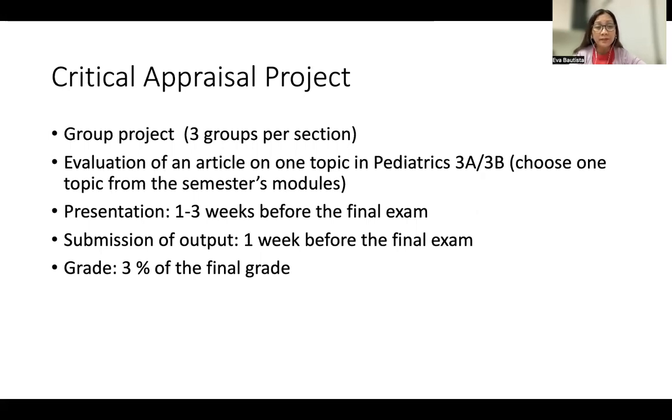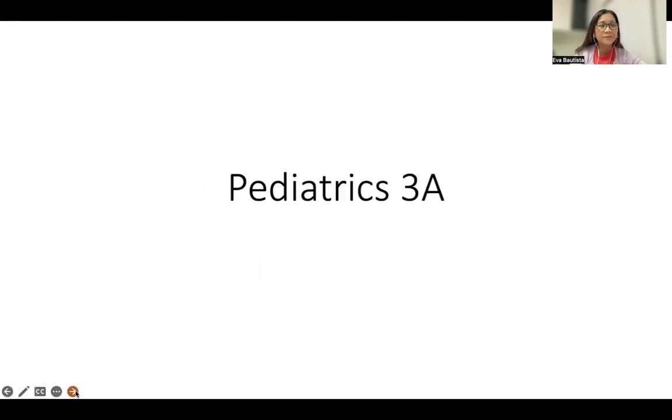And you will be submitting an output 1 week before the final exam. So you will have your presentation and then your written output. Your critical appraisal project will comprise 3% of your final grade in pediatrics.